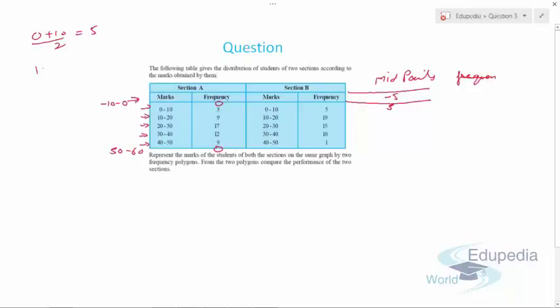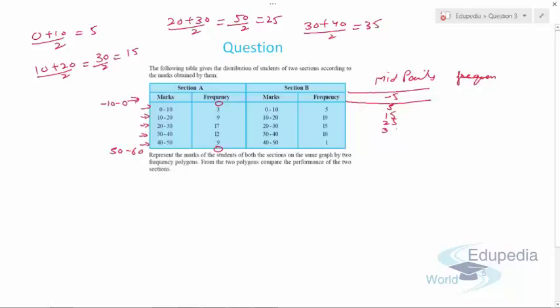Then for the next class it is 10 plus 20 upon 2, which is 30 upon 2, which is 15. Then the next is 20 plus 30 upon 2, which is 50 upon 2, which is 25. Right? Then we have 30 plus 40 upon 2, which is 35. Right? Then we have 40 plus 50, which is 90 upon 2, which is 45. Right? So these are the midpoints. Now we need to draw the frequency polygon. Right?